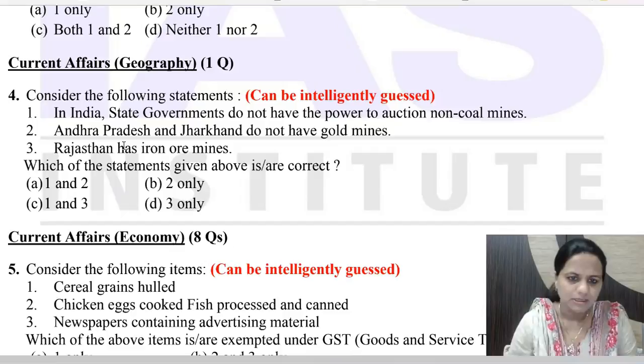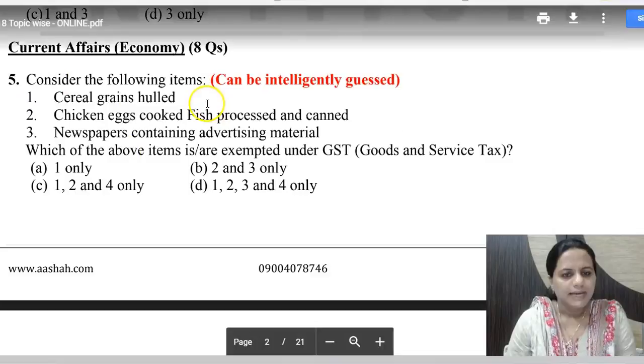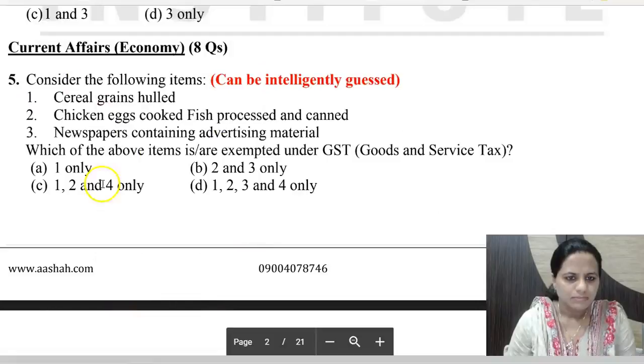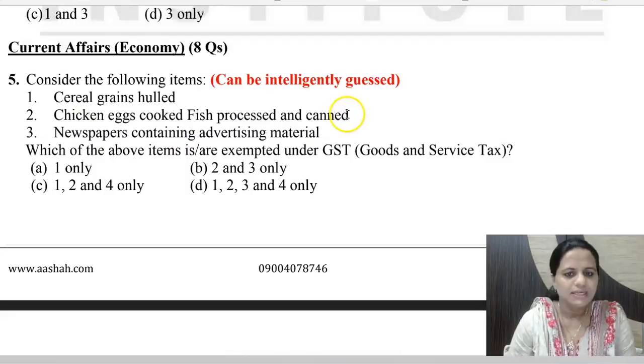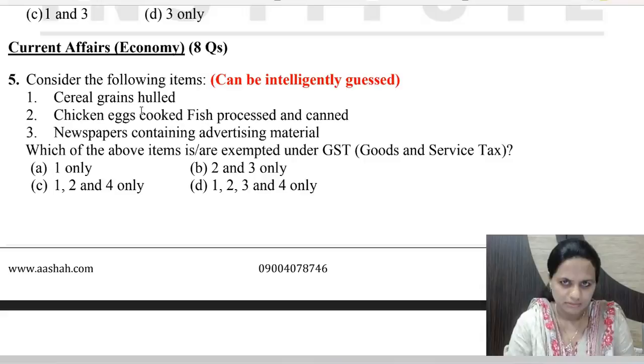Then next is the fifth question. Consider the following items: cereal grains, hull, chicken eggs cooked. Actually, that's a mistake here. Fish processed and canned is option 3, and newspapers containing advertising material is option 4. The question is which of the above items are exempted under GST. Under GST, exemptions are there for food items, but food items which are packaged and labeled are not exempted from GST.